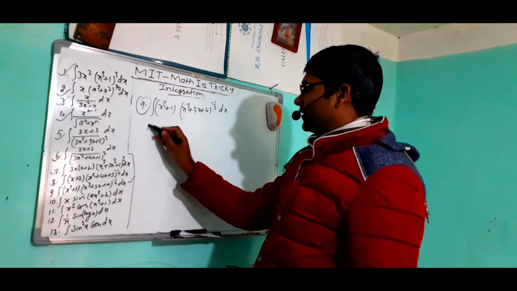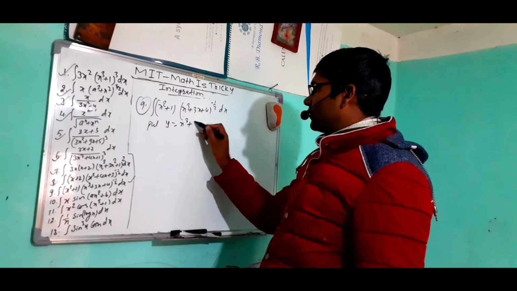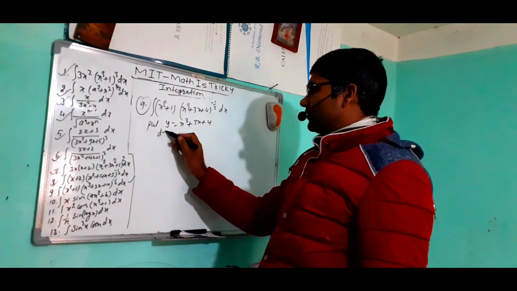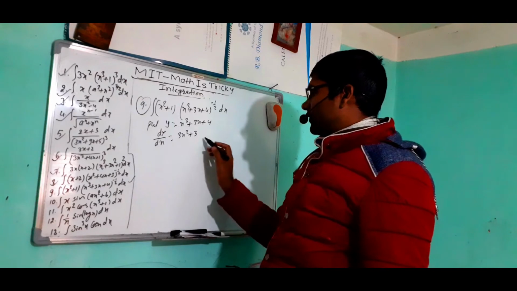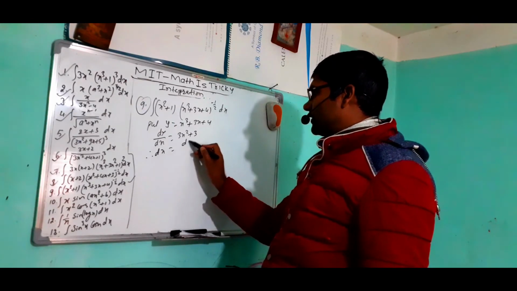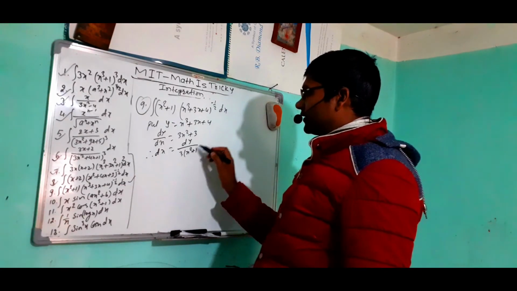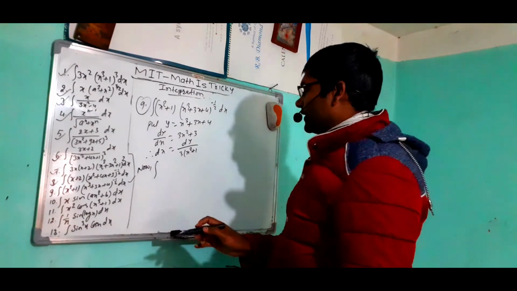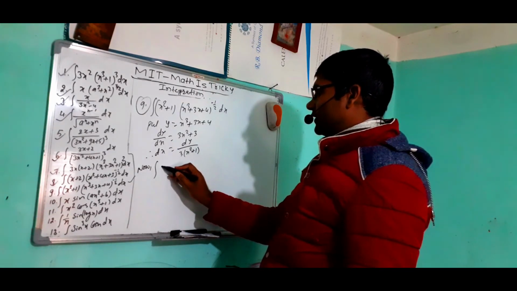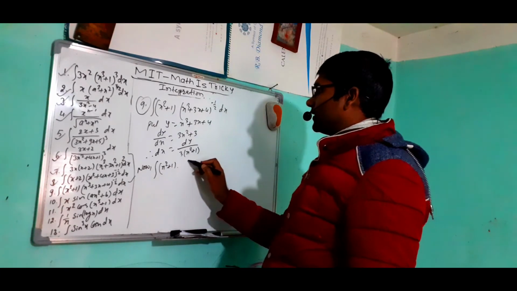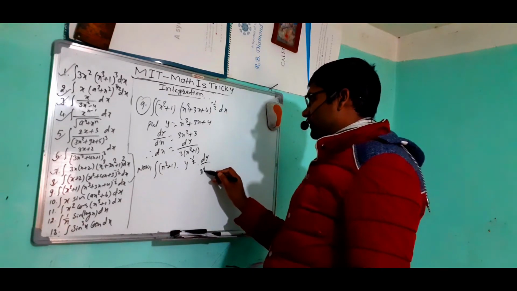Now look here. In this case also we will start with substitution. So put y equals x cube plus 3x plus 4. Then dy by dx will be how much? 3x squared plus 3. Now dx equals dy by 3 times (x squared plus 1). Now the question becomes: let's put the value, (x square plus 1) times y whole power minus 1 by 2, and dx is dy by 3 times (x square plus 1).